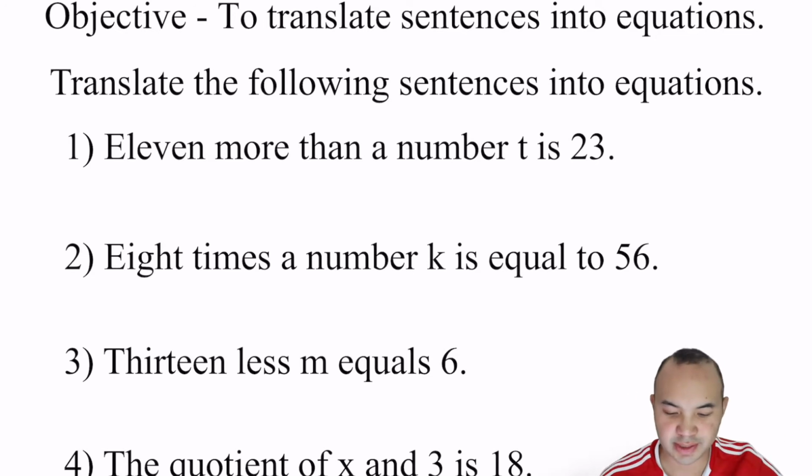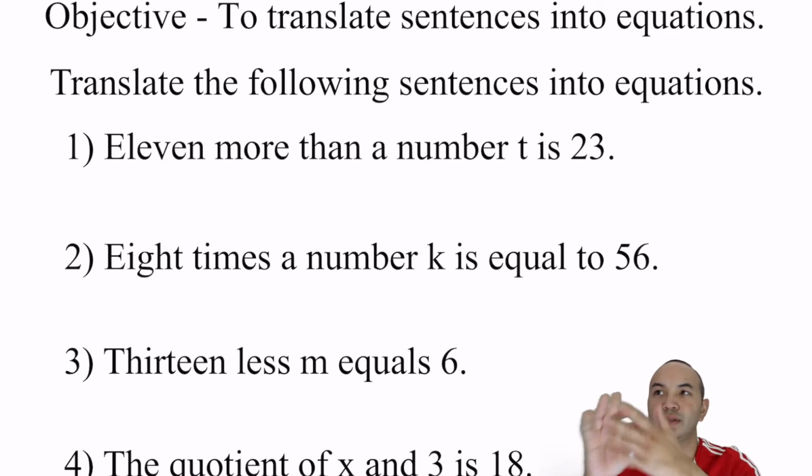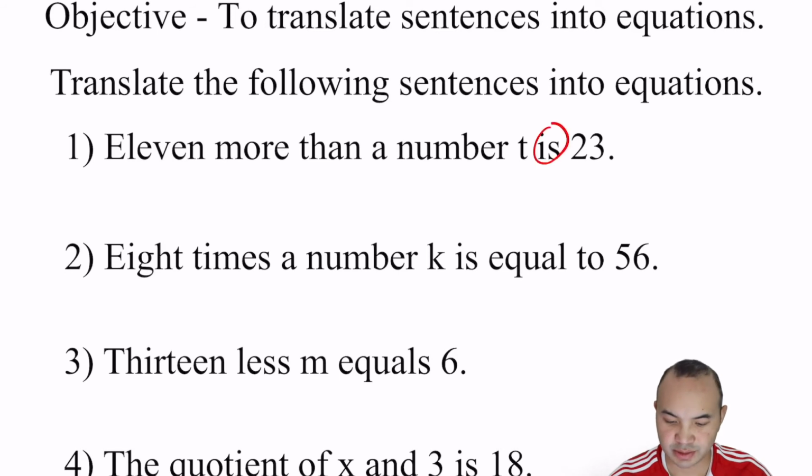Okay, so translate the following sentences into equations. So 11 more than a number t is 23. So now we're looking into equations. The only difference between an expression and an equation is going to be this word right here, is. That's going to be your equal sign.